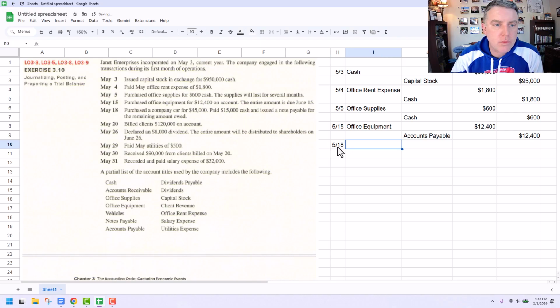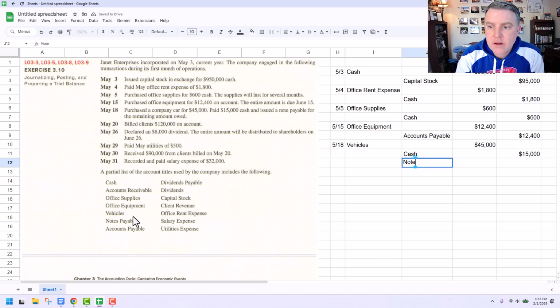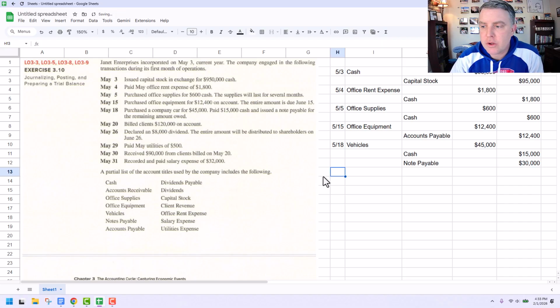All right, May 18th. What happens on May 18th? They purchased a company car for $45,000. So the name of the account we want to use here, let's look at our list, is vehicles. So we'll say vehicles, and the amount of the vehicles, $45,000. And we paid cash of $15,000. And we paid a note payable for the rest, which is $30,000. Note payable is a type of loan. May 18th is done.